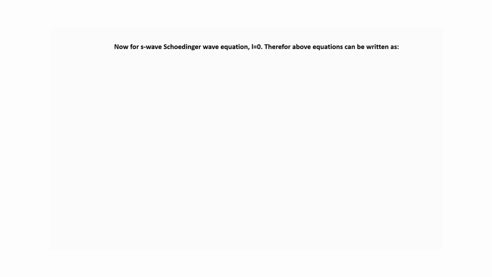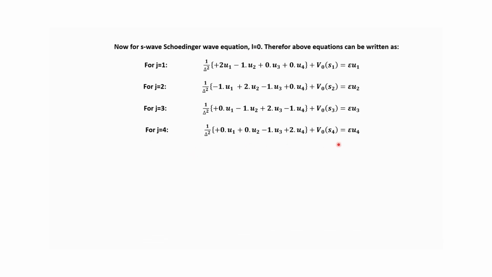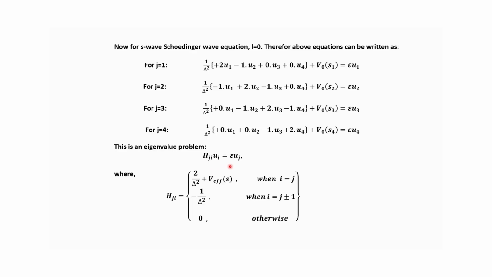Now for the S wave Schrödinger equation, L must be 0. Therefore, the above equation can be written as follows. From the above equation, we see that this is an eigenvalue problem which can be written as H_ij u_i equal to epsilon u_j, where H_ij is nothing but the Hamiltonian, which is defined as 2 by delta square plus V effective when i is equal to j, minus 1 by delta square when i is equal to j plus or minus 1, and 0 at any other points.